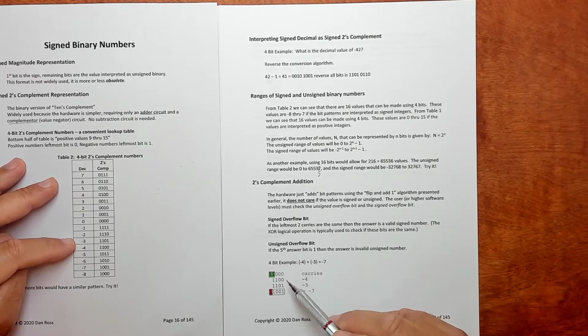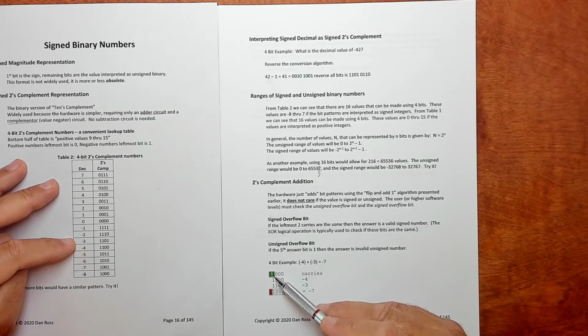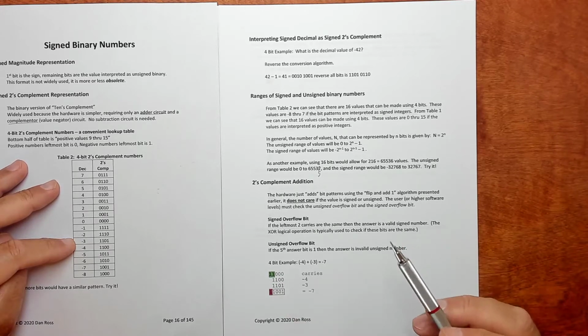Then the adder circuit here just adds this -4 and this -3. So this first 0 is a carry, so 0 plus 0 plus 1 is 1, carry the 0. 0 plus 0 plus 0 is 0, carry the 0. 0 plus 1 plus 1 is 0, carry the 1, right? Because 0 plus 1 plus 1 is binary 2, which is 1, 0. Then 1 plus 1 plus 1 is 3, which is 1, carry the 1. And then you bring the last carry down.